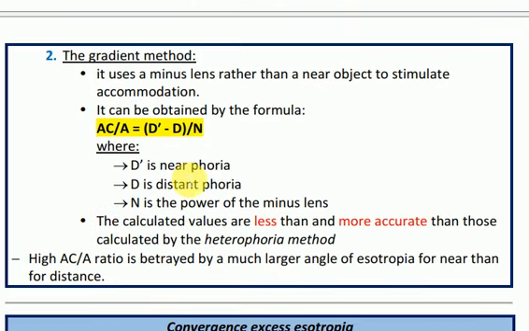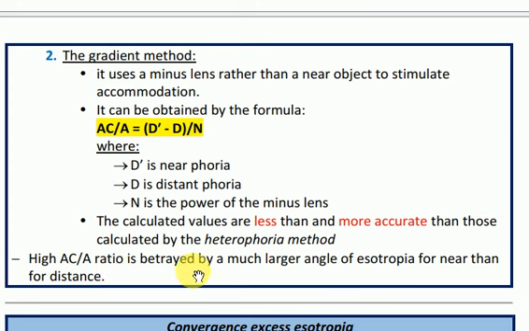The ratio may also be measured by the gradient method, which uses a minus lens rather than a near object to stimulate accommodation. Here D' is the near phoria, D is the distance phoria, and N is the power of the minus lens used to induce accommodation. Calculated values are less than, and possibly more accurate than, those calculated by the heterophoria method.